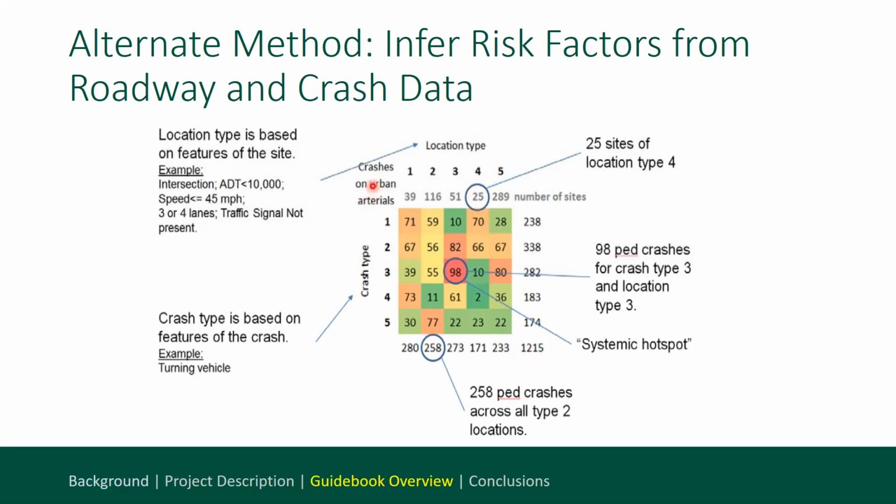So you look at crashes on urban arterials, and it looks like there were 1,215 crashes on urban arterials in your community. And then you say, okay, I'm going to divide them into 5 different pedestrian crash types and 5 different location types. So I'm going to have a 2-way contingency table between crash type and location type.